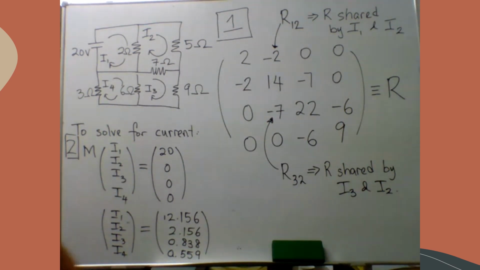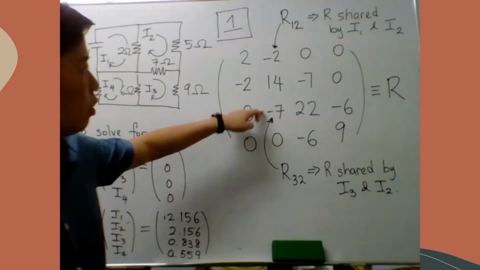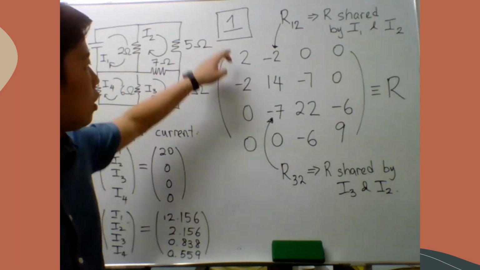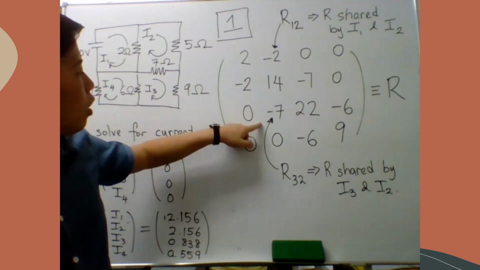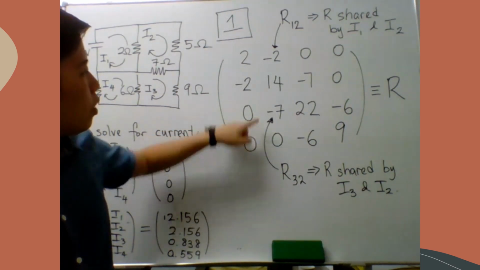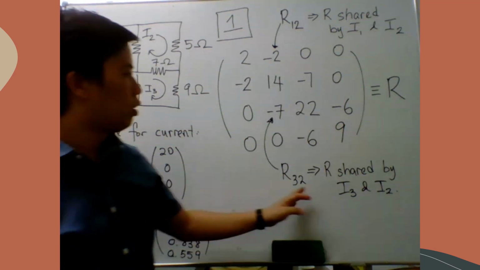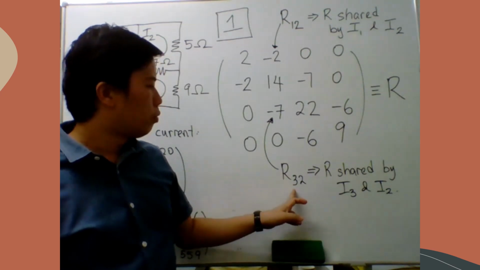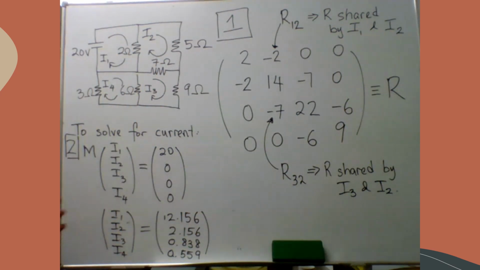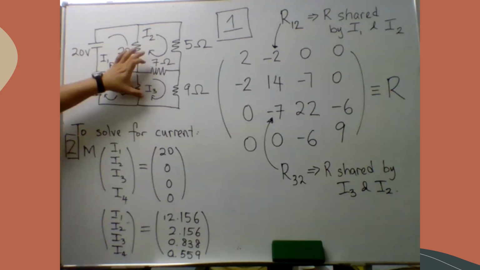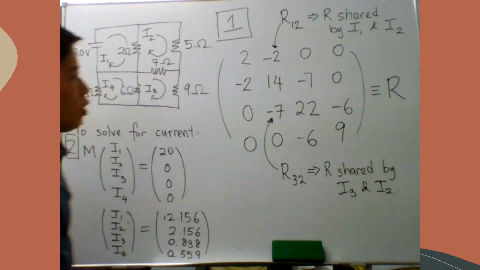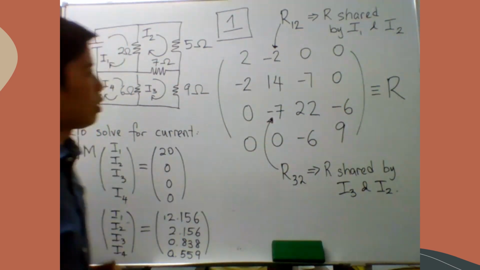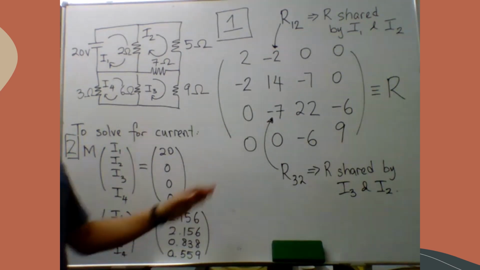So for the last example, I just use this guy here, negative 7, and this one negative 7. So this is going to be R23, and this is going to be R32. Okay, so R23, R32 is going to be the total resistance shared by the current number 3 and current number 2. So where is our current number 3 and number 2? They are over here. So the only resistor that is shared by the two of them is this guy. This is 7, therefore we have negative 7. Right, so that is the same for over here. So that is the matrix that you have for the resistance.